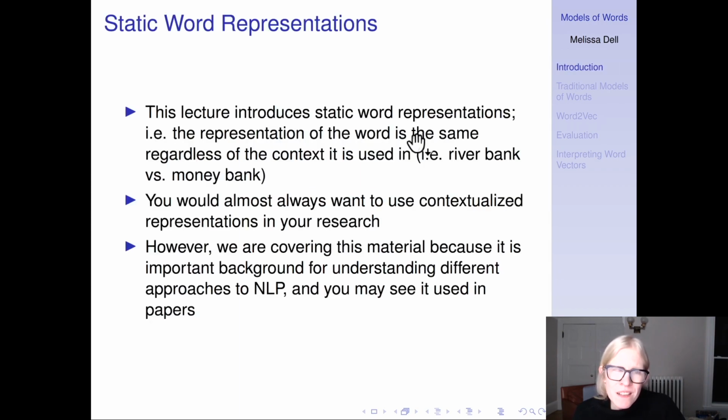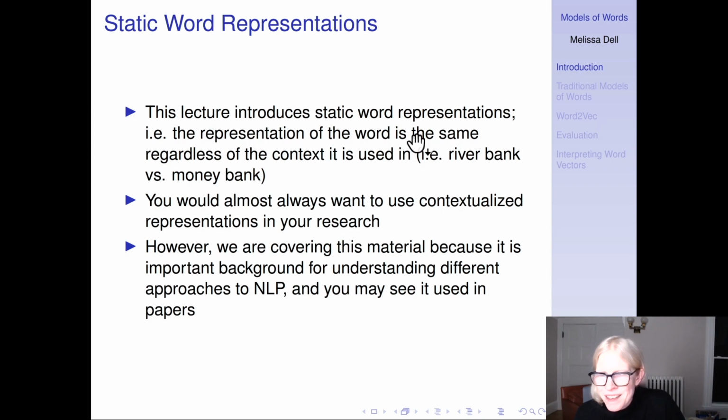All right, so specifically, I'm going to introduce static word representations. What I mean by a static representation is that the representation of the word is the same regardless of the context it is used in. And so river bank versus money bank, bank would have the same representation. So you would almost always want to use contextualized representations in your research.